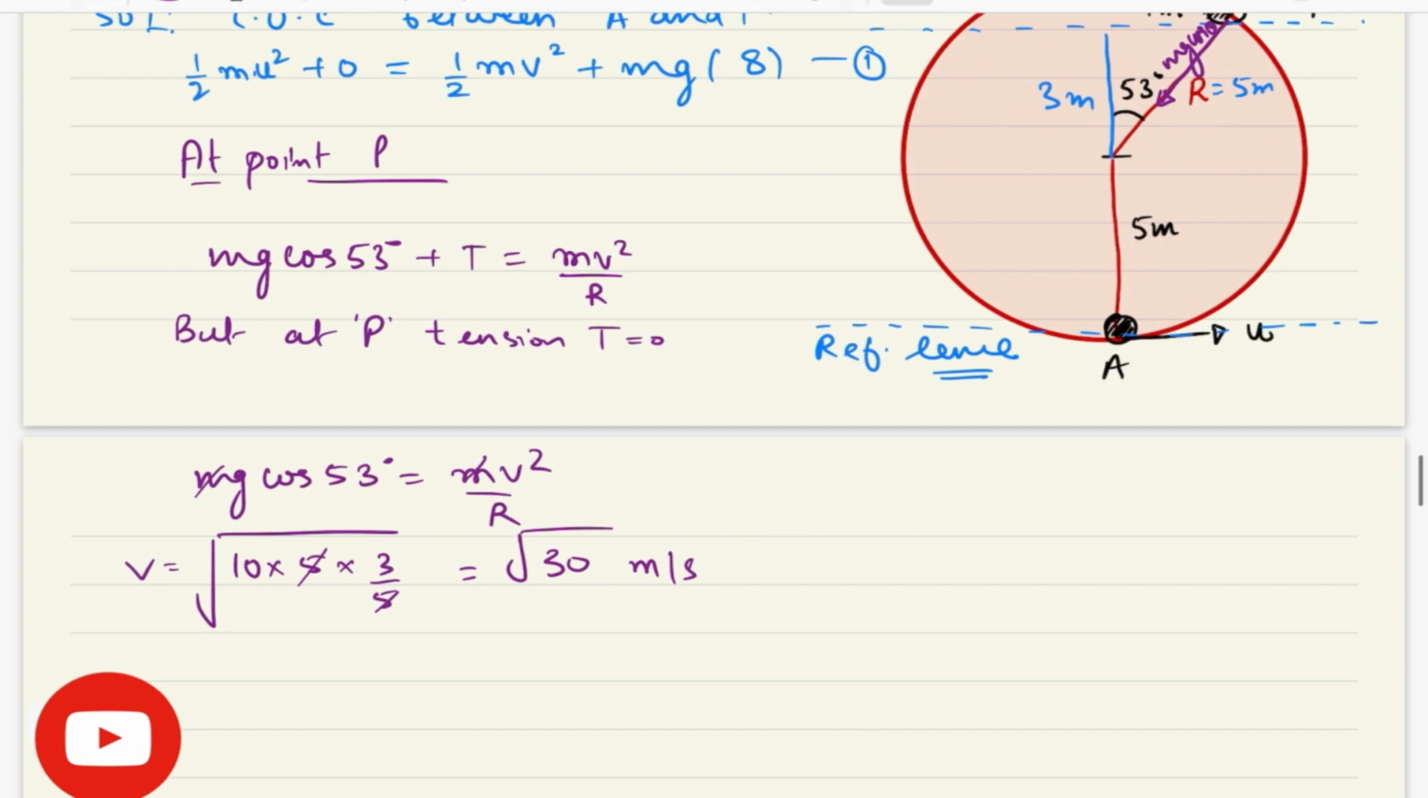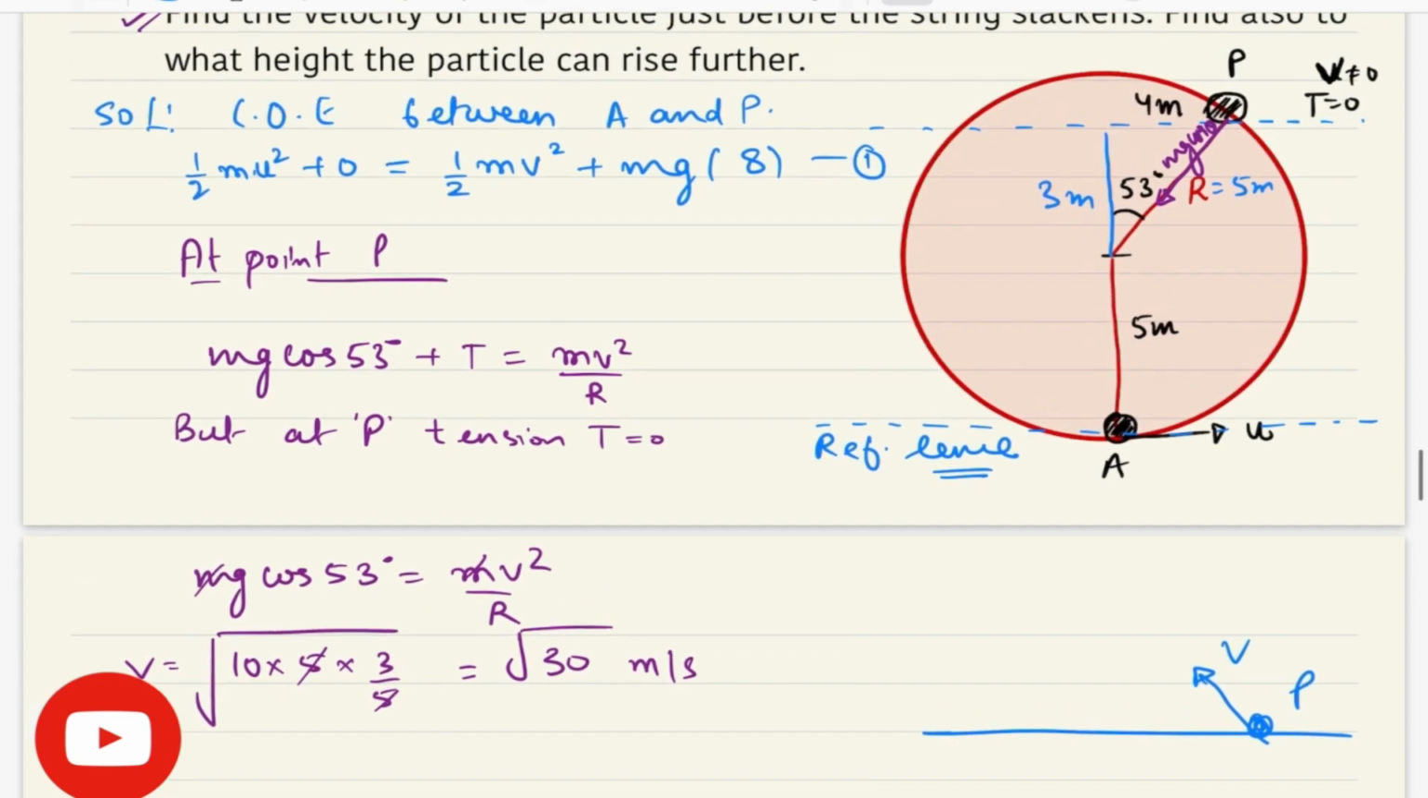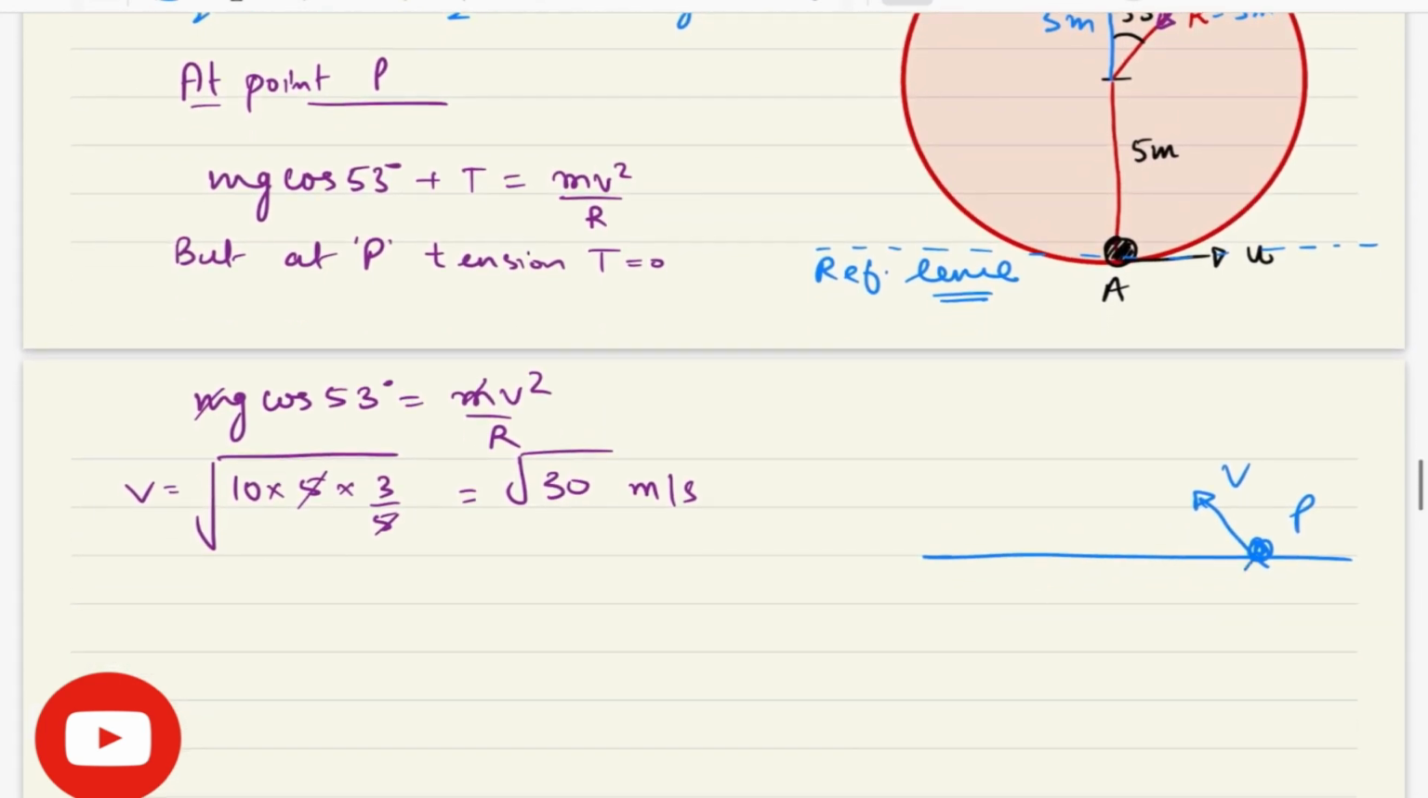Now at what further height? So the situation is something like this. This is our point P. Now the particle has some velocity v. Okay. So you see here that this angle is 53 degree. So this angle comes out to be 37 degree. So obviously this angle again becomes 53 degree. So the particle at point P is projected with a speed v at an angle of 53 degree.